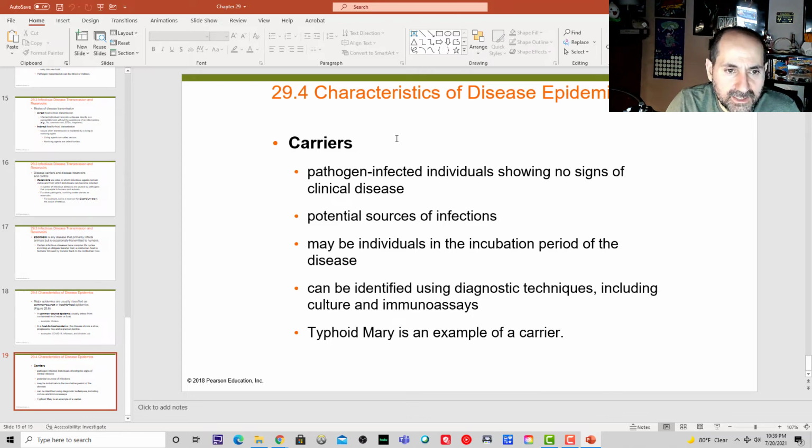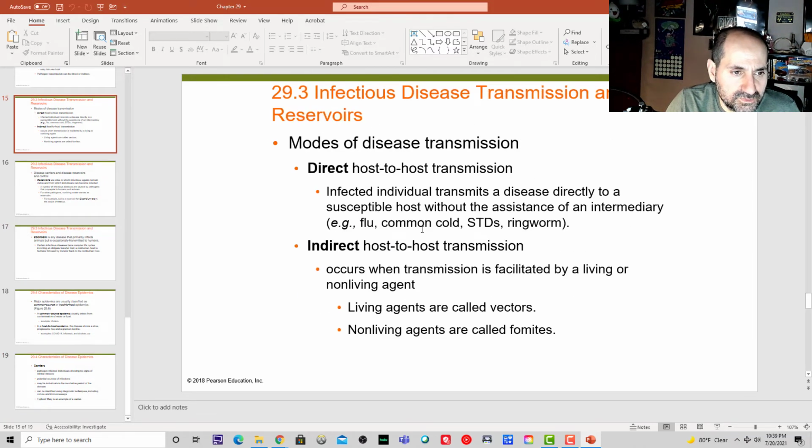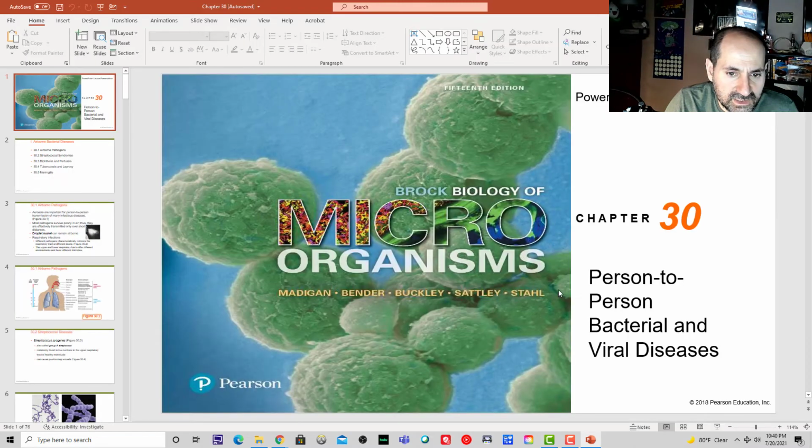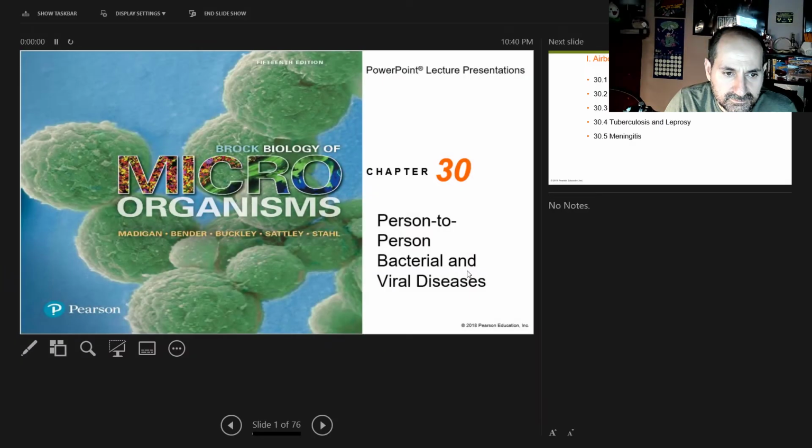And that's it. Very straightforward chapter, actually. Just a bunch of terms for the most part. But please know the concept of herd immunity and how that helps susceptible people in the population. Especially in the current climate, right, with the pandemic going on. Definitely understand the importance of herd immunity. All right, and the last chapter, chapter 30. Let's do it.